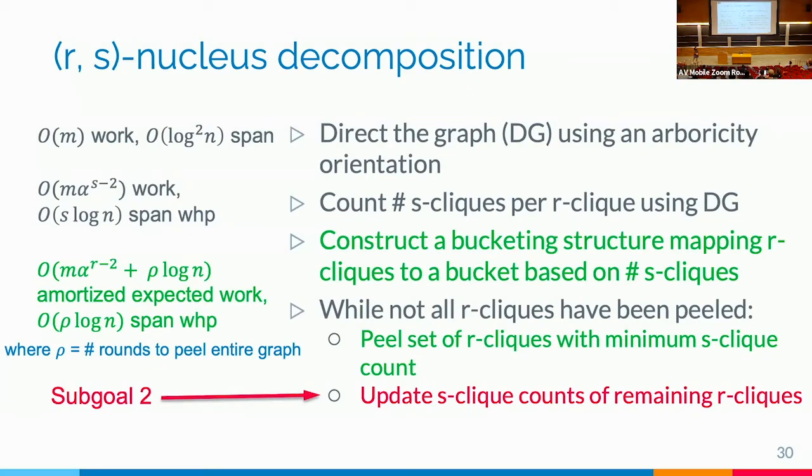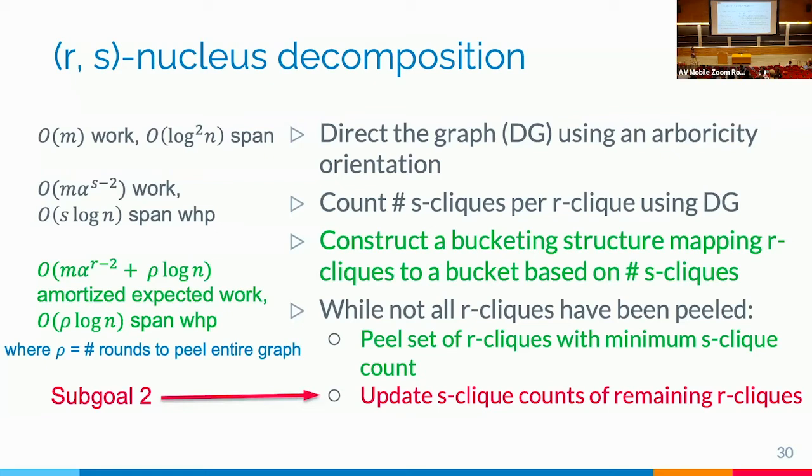It takes O of m alpha to the r minus 2 plus rho log n amortized expected work. I'll note here that rho is the number of rounds that we need to run this while loop to completely peel the entire graph. So actually this problem is P-complete. We also show that s-clique peeling specifically is P-complete in prior work. So it's unlikely that we'll remove this rho log n dependency, or it's unlikely that we'll be able to get polylog n span. So our span is rho log n span with high probability.